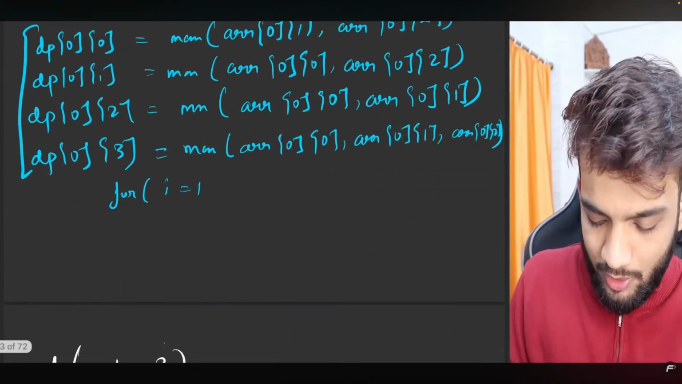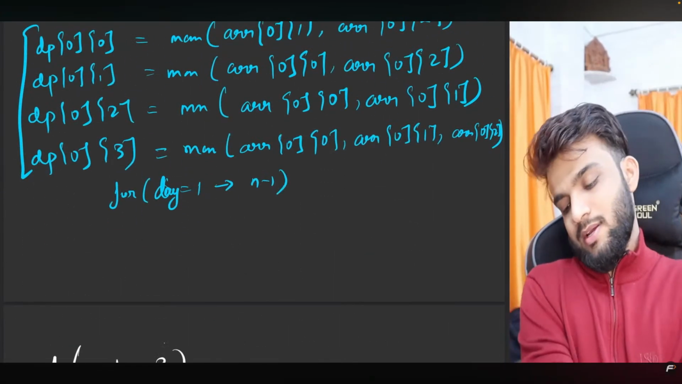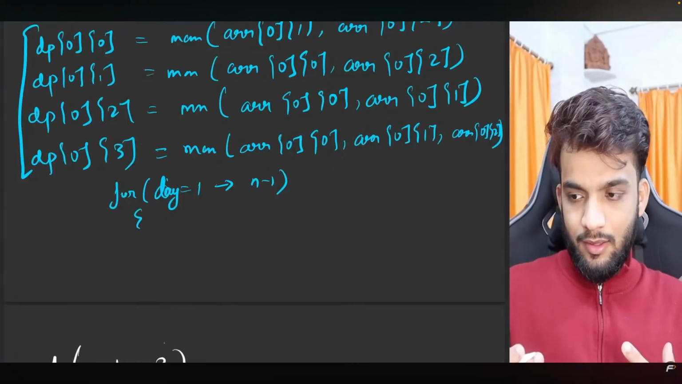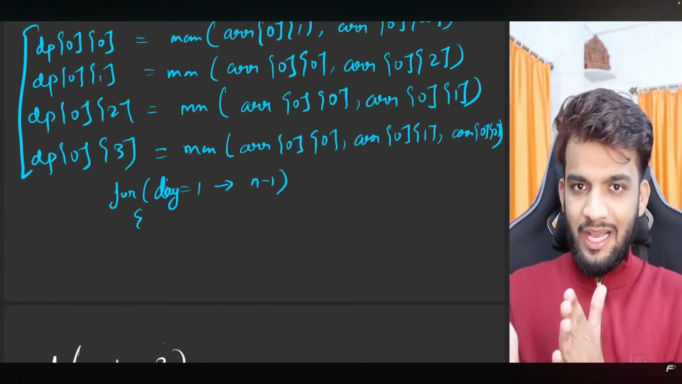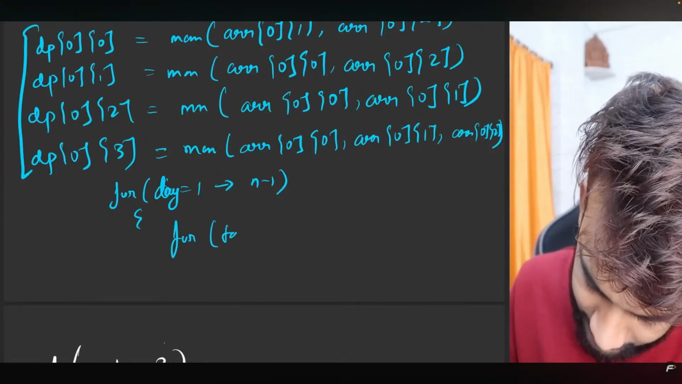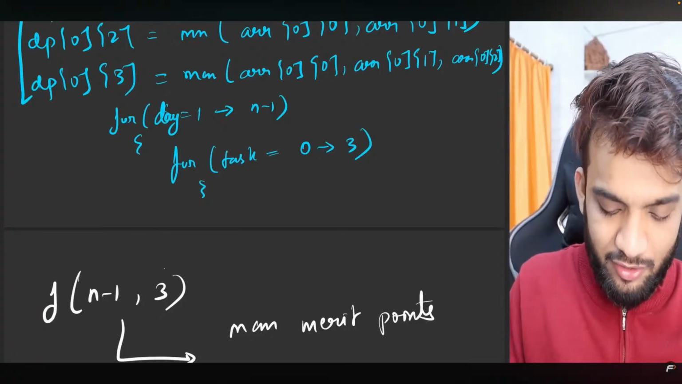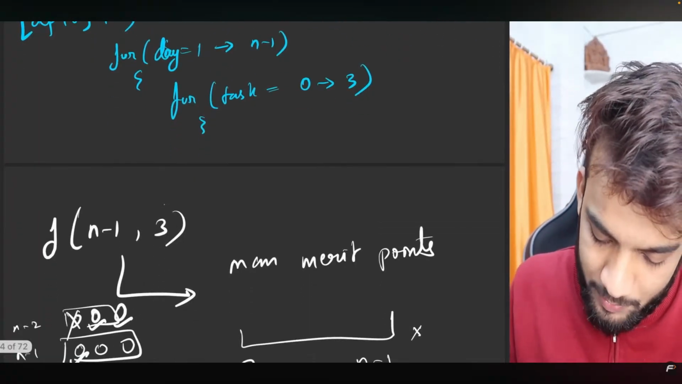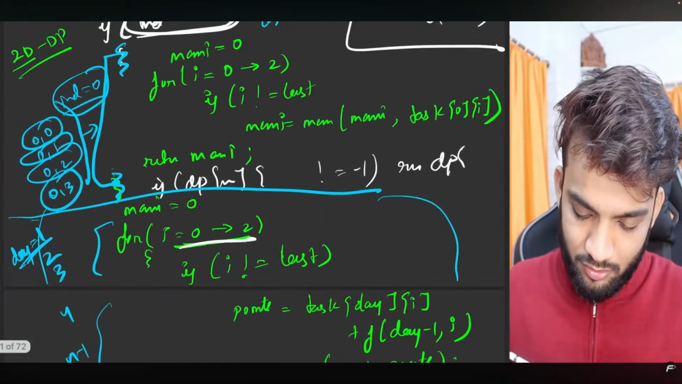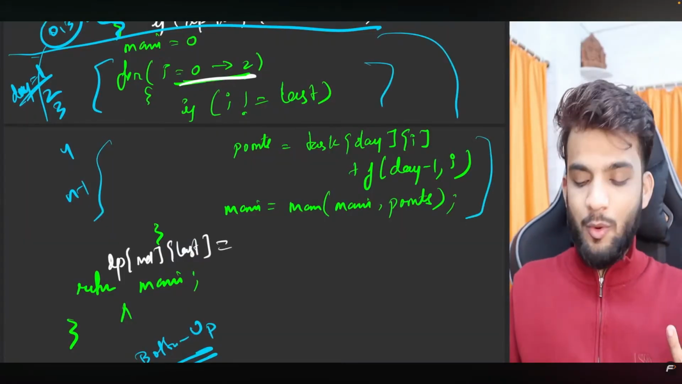What I know is I have i equal to, or I can say day equal to 1, and I'll go on till the day n minus 1. Now over here, can I say for every day, there are 4 different task values, 0, 1, 2, 3. So for every day, there are 4 different task values from 0 to 3. Okay, makes sense. Done. And once you have written the for loop, it's just copy pasting the recursion part. So whatever was written over here, just copy paste.